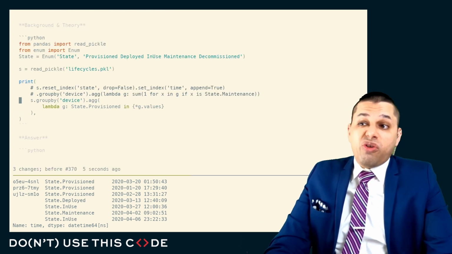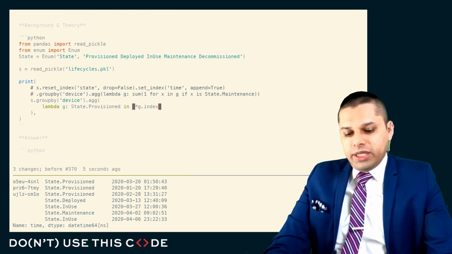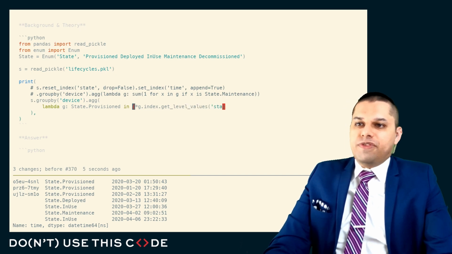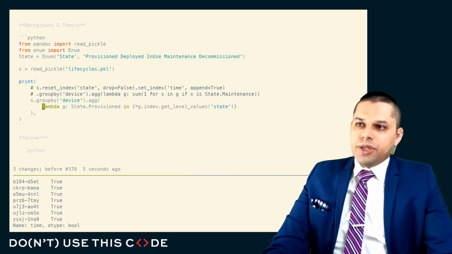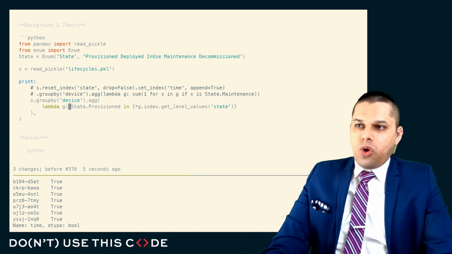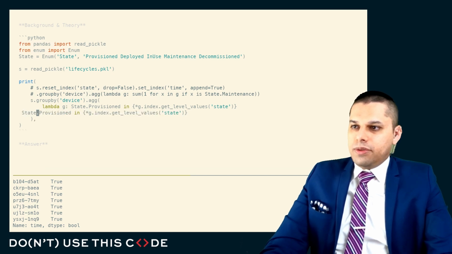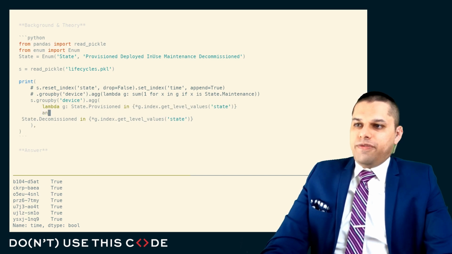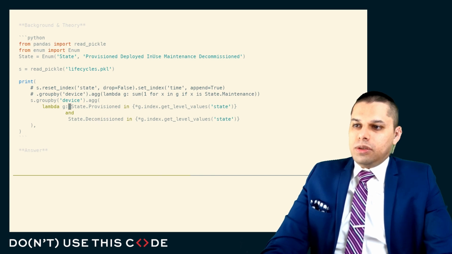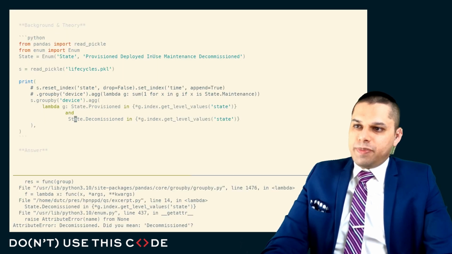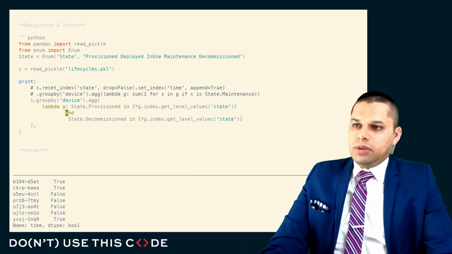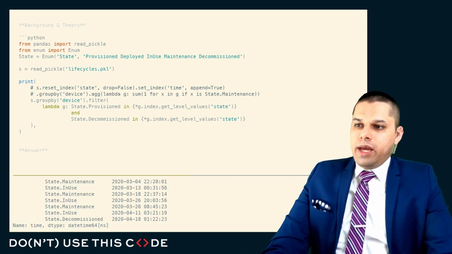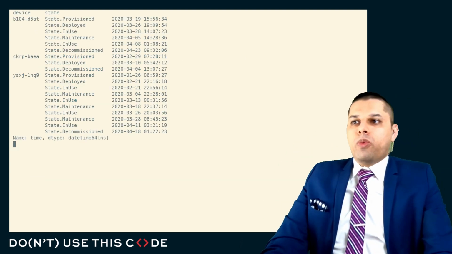Oh, and we're actually looking at the wrong thing. We're actually looking in the values. We should look in the index. So we should look at the g.index.getLevelValues of the state. There we go. You can see everything that was provisioned, and then we do the same thing for everything that is decommissioned. And that should give us everything that actually went through the whole life cycle. And so you can see, we got to spell everything correctly to get this to work. You can see not everything was provisioned and decommissioned, and then we can switch this to a filter, and then we get all of these groups where it went through the actual life cycle.